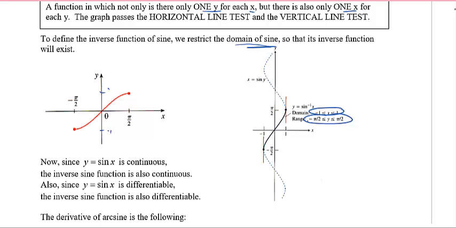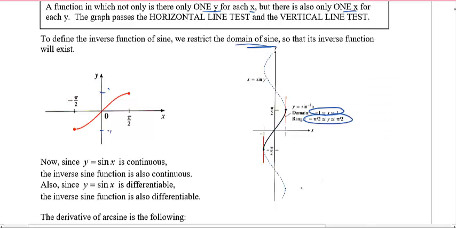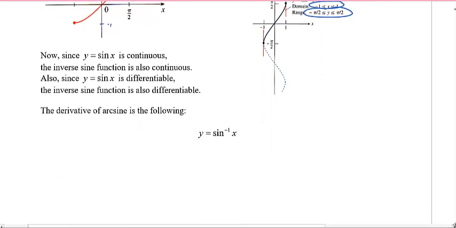So now, knowing that, having that restriction, we can then say, hey, sine is continuous. The inverse of sine is also continuous. Also, since sine is differentiable, then, of course, the inverse of sine is also differentiable. So the question is, how do we actually calculate the derivative of arcsine? Well, we'll do it the following way.